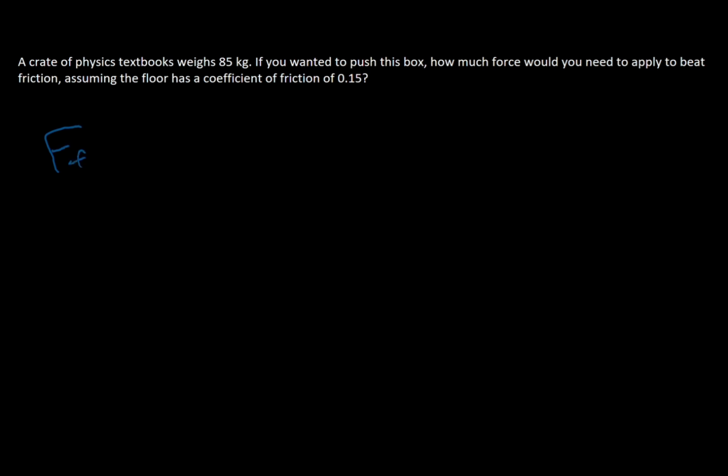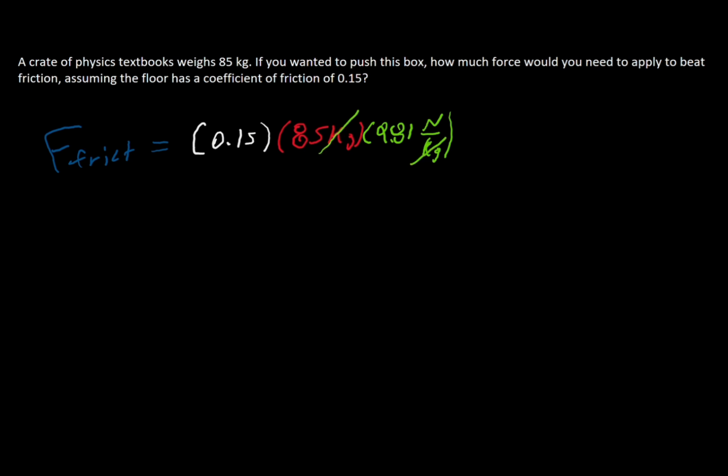Remembering the formula, force of friction is equal to the coefficient of friction, which is 0.15, multiplied by the mass of 85 kilograms, multiplied by the gravitational field of Earth, which is 9.81 newtons per kilogram. Kilograms then cancel out, and the coefficient of friction doesn't have a variable, so our final answer will be in newtons. And plugging this into our calculator, our final answer is 130 newtons of force, rounding to two significant digits.